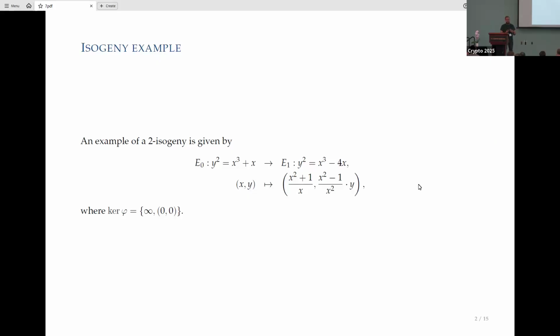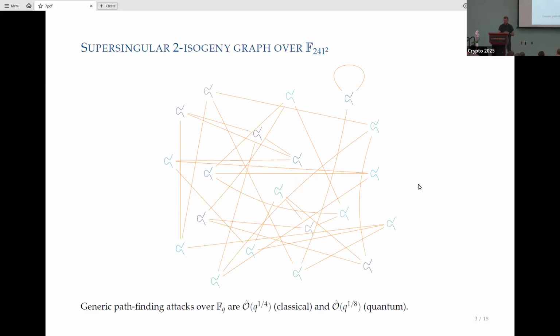You can also represent it differently with the kernel. Typically in isogeny-based cryptography, you'll represent it by a kernel generator. In this case, it would be (0, 0). Okay, so this is the geometry side. We also have the graph theory side. Let's say we're working over a fixed field, F_241 squared. And we'll look at a subset of elliptic curves, namely the supersingular elliptic curves. There's 20 of them, I think, or 21 in this image. And we'll draw them as the vertices of a graph. And they'll be connected by these 2-isogenies, which you don't need to direct because of the dual isogeny. And then it looks like this.